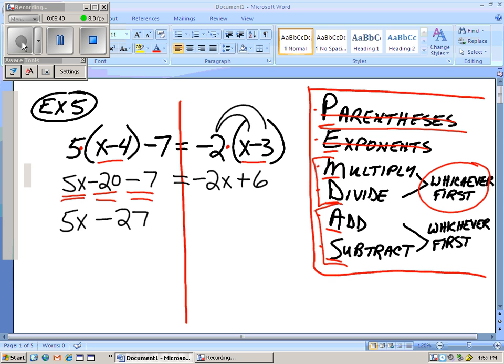Minus 27. I look on the right side and I'm looking at this negative 2x and this positive 6. Those are not like terms. They either both need to be x's or both need to be numbers to put them together. So since I can't put them together, I'll just bring them down for now. So I've added and subtracted everything I can do. What do I do now?